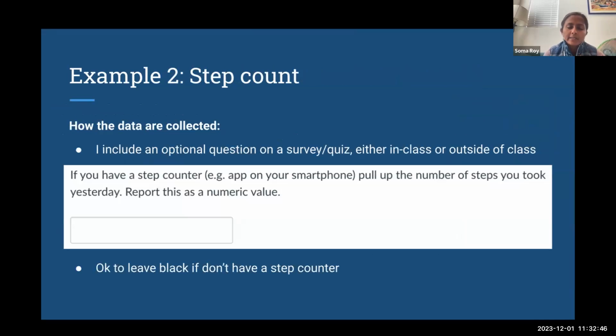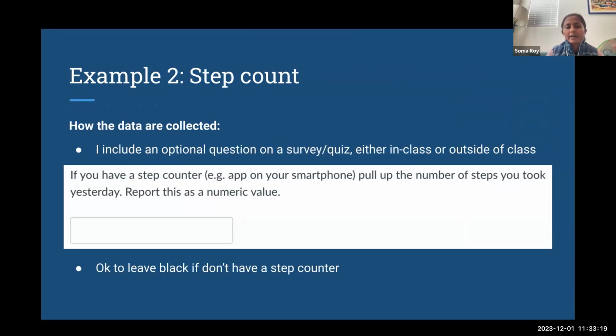Another example that I use, again, this is a univariate case, a very simple example, just to get students thinking about what a quantitative variable might look like. Something that is easily collectible is how many steps did you take yesterday? Many students have smartphones now, which have apps that already count their steps. Sometimes they have watches that count their steps. And I give them the option of leaving it blank. I'd rather they didn't put anything in if they didn't know the answer than put something that they made up.